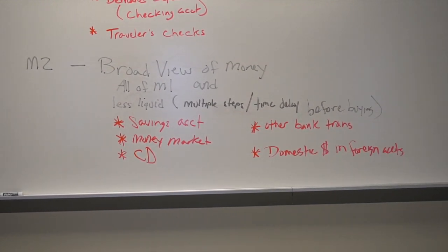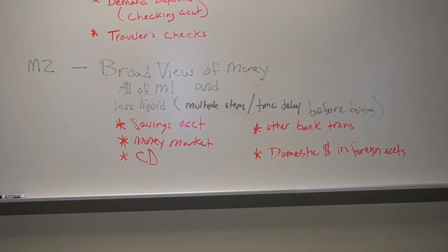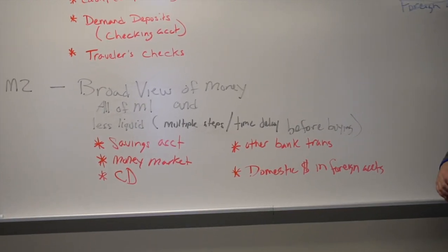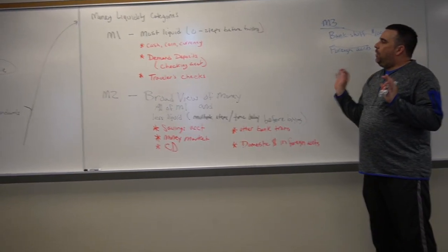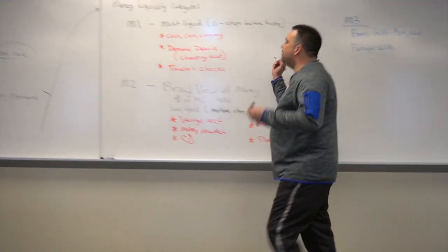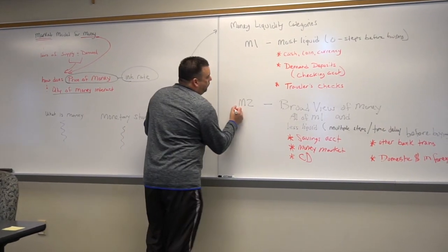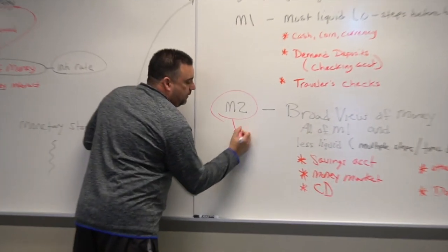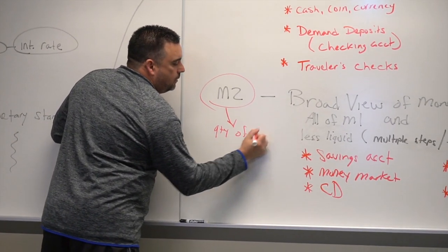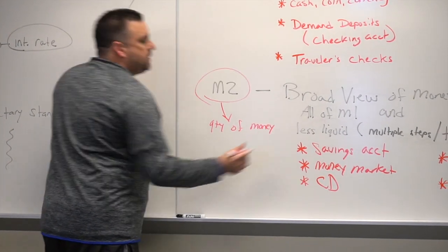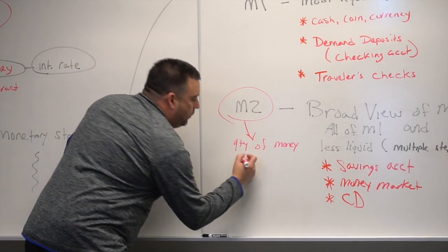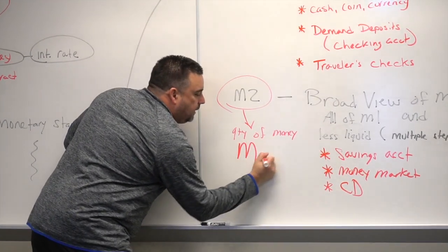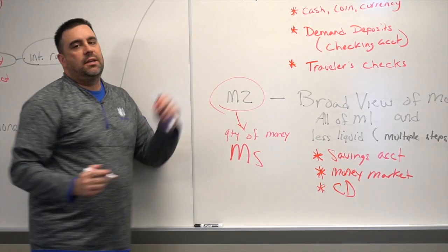So domestic money in foreign accounts. So we've gotten rid of M3 completely and chucked all that into M2. As we build our money market, M2 is going to represent the quantity of money supplied in the country. So it is effectively the money supply, MS, in our market.